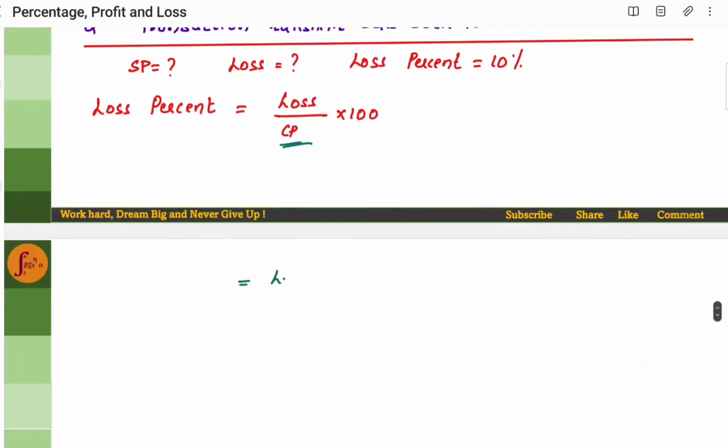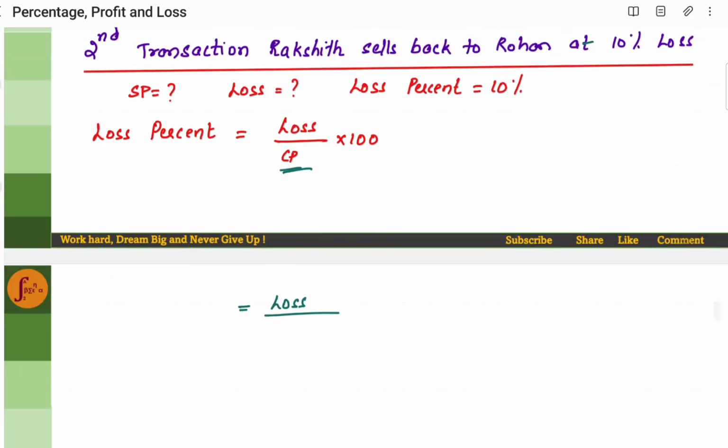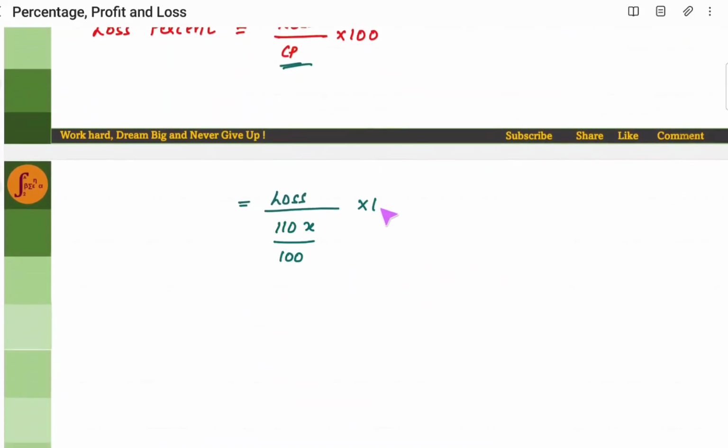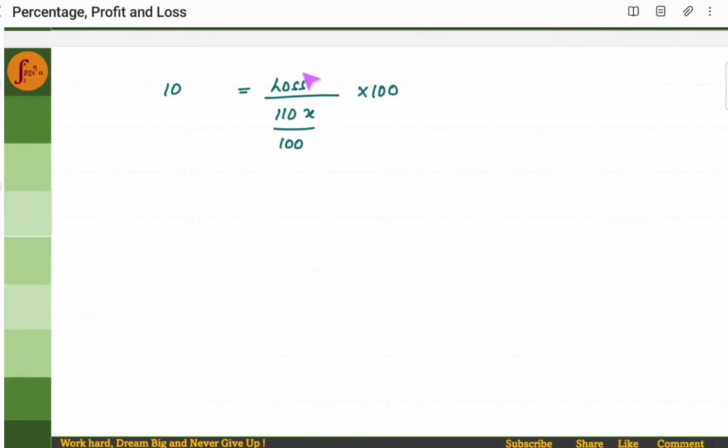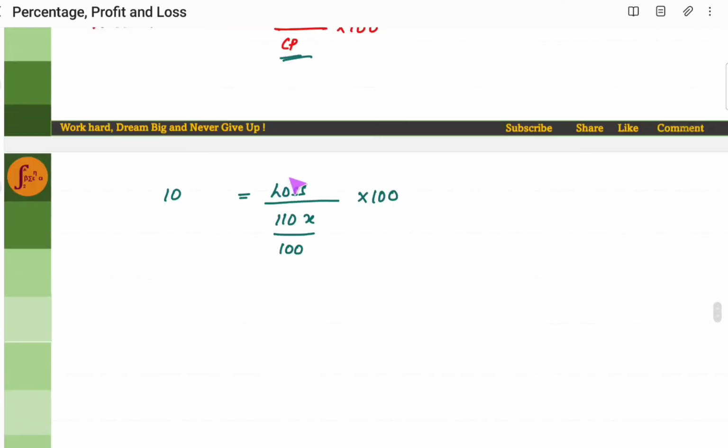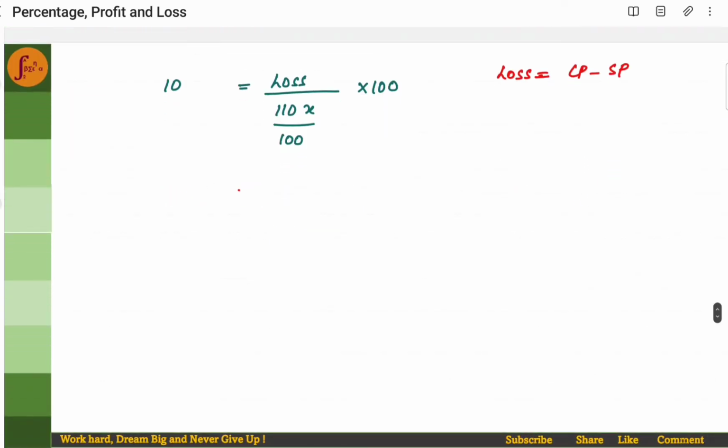So we'll write this as loss by cost price, which is 110x by 100 into 100. Loss percent is 10. Ultimately, we need to find selling price here. So we'll write this loss in the form of selling price. What is loss? Loss is equal to cost price minus selling price. Let's substitute it here. So we'll write cost price minus selling price by 110x by 100 into 100, and this is 10. Now from this we know cost price again. Cost price is this part, right?